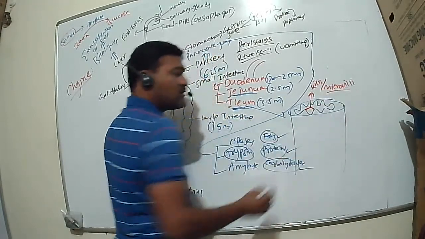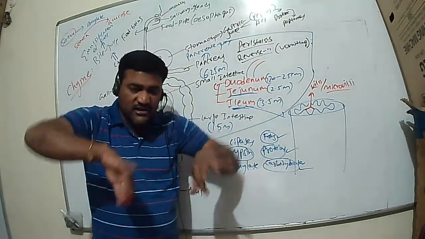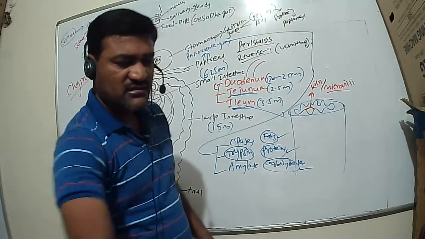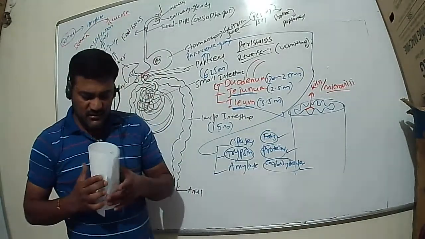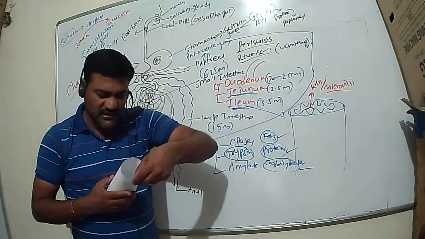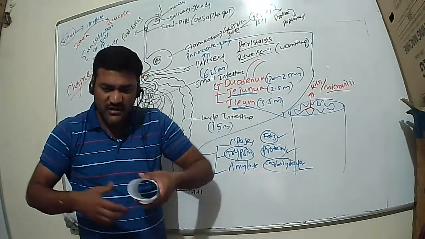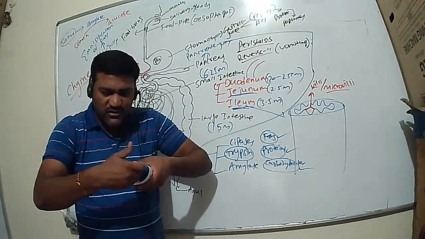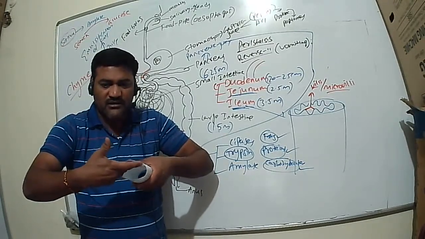What is the use of this microvilli? They increase the surface area of absorption. Say, for example, let us think of the inside. This is the small intestine, and if the inside is smooth like this without any foldings, the digested food that is going in will not be absorbed by the wall.